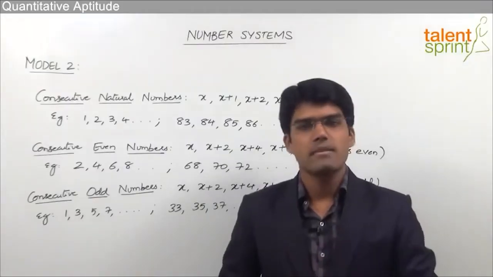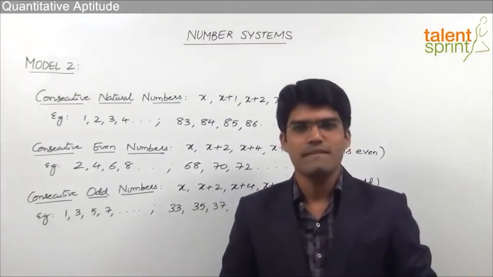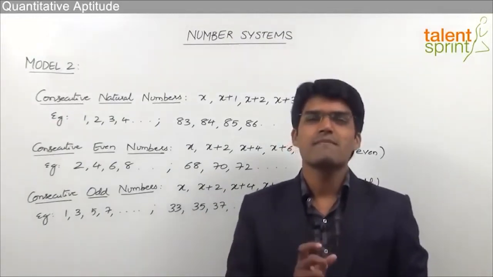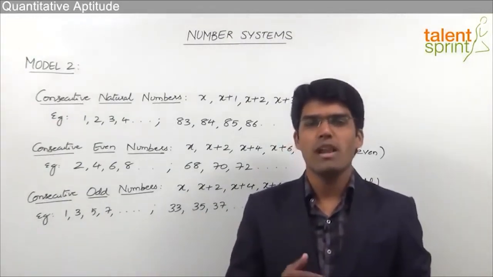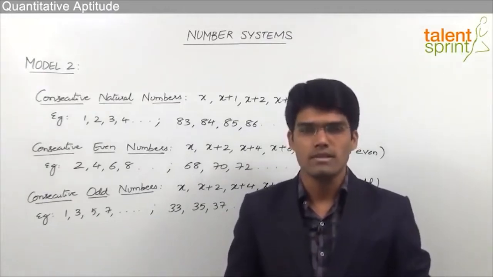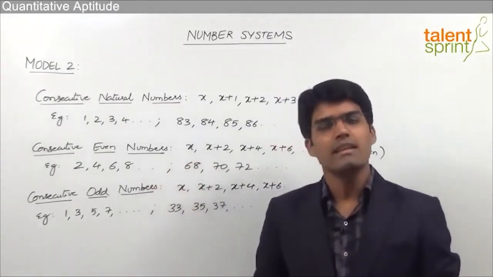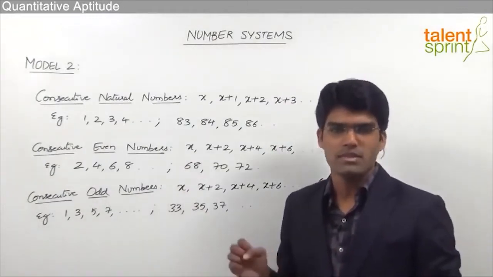Let us now take the second model from this topic of number systems, which is based on the concept of consecutive numbers. Consecutive numbers are those numbers which come one after the other at regular intervals. Now we have various types of consecutive numbers. Let us first understand these and then we shall take up some examples based on them.